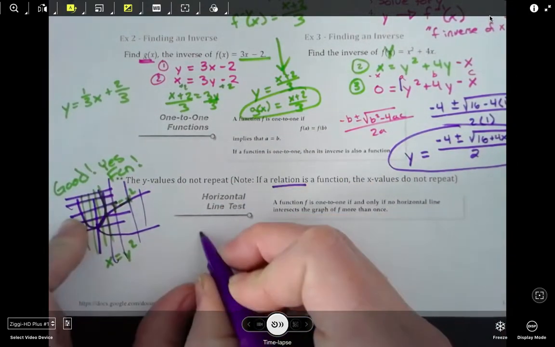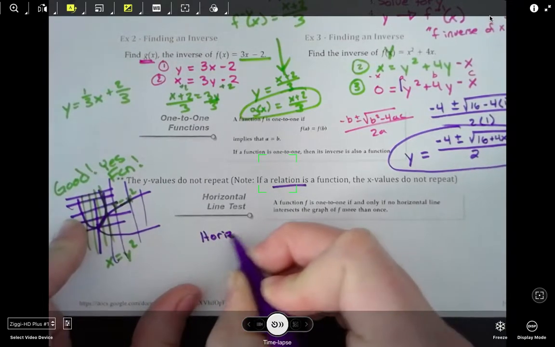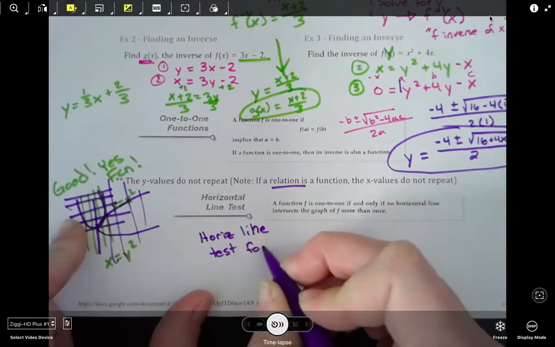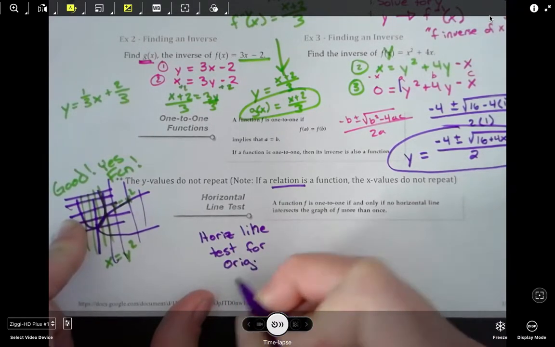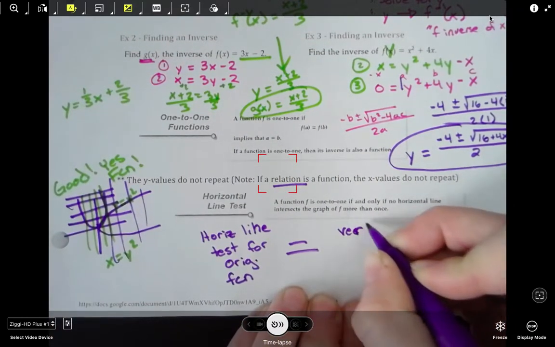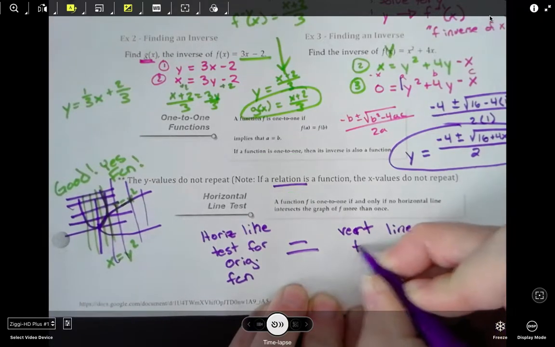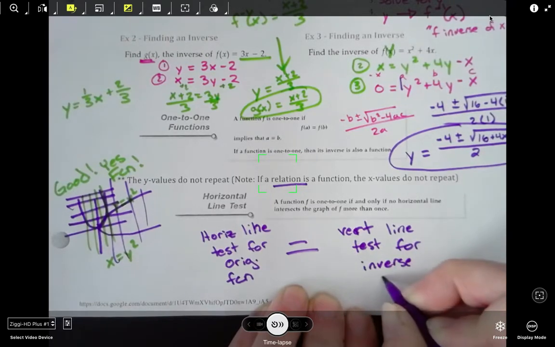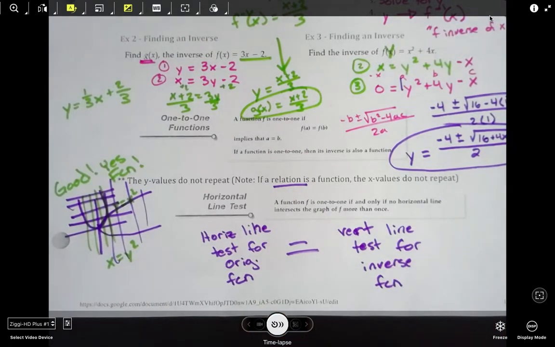Doing the horizontal line test for the original function is the same thing as doing the vertical line test for the inverse function. Does that make sense? Horizontal line test for the original function is the same as the vertical line test for the inverse function. Yeah? Good? Beautiful?